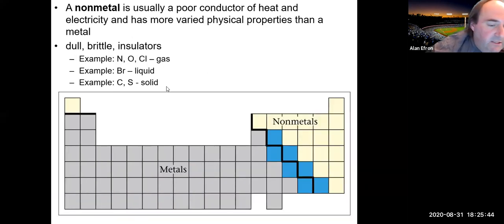Now, nonmetals have pretty much the opposite characteristics of metals. They're usually bad conductors of heat and electricity. Also, they usually have very different properties. A lot of nonmetals are gases, like O2, N2, Cl2, F2, and H2. Bromine, Br2, is a liquid, and a lot of those nonmetals are the diatomic molecules that we talked about in chapter one, I think it was. Carbon and sulfur are solids. They're usually dull and brittle. And again, our nonmetals are typically found in the upper right of the periodic table.